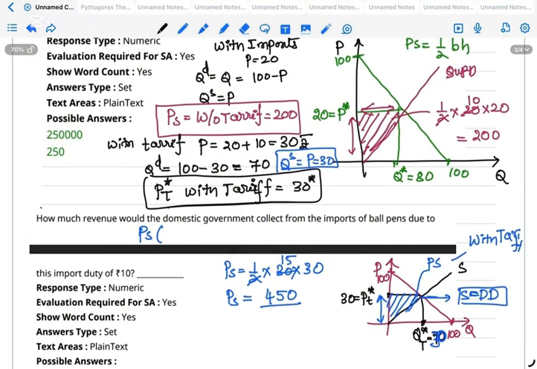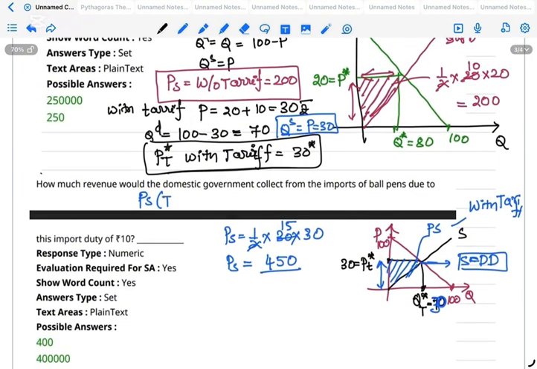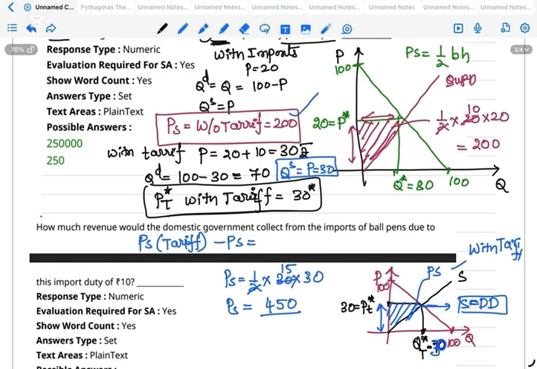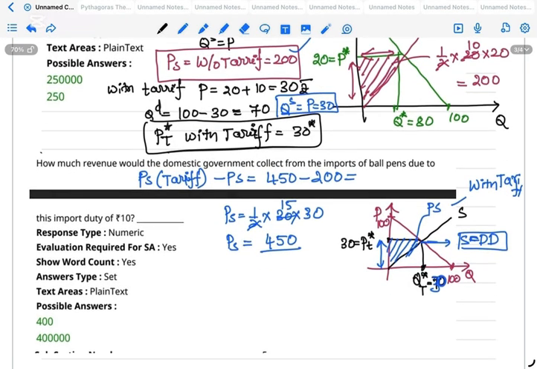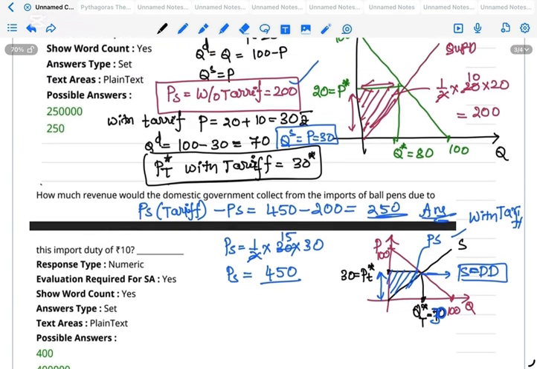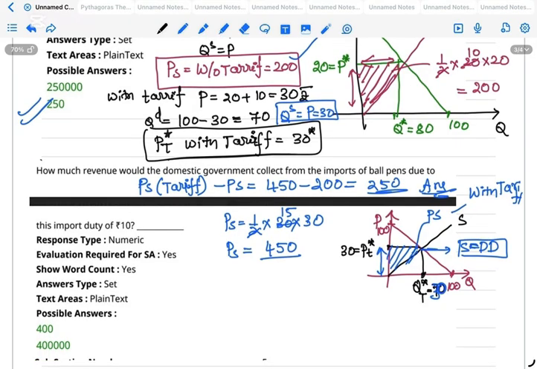So they are asking the difference between the producer surplus with the tariff and PS without the tariff. The first value is 200, with the tariff 450, so 450 minus 200 equals 250. This is the answer, 250. You can remember the equilibrium quantity is quantity supplied, QS.